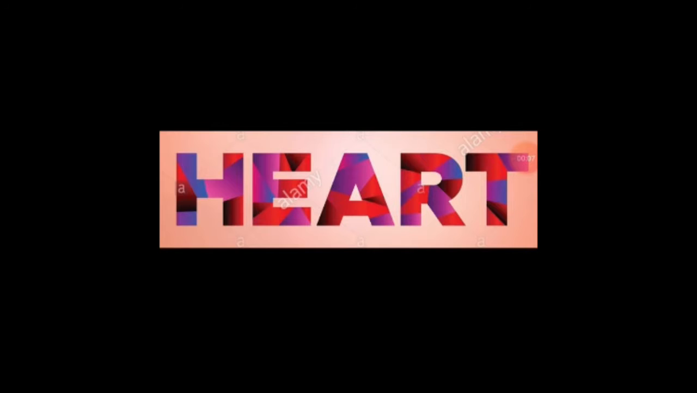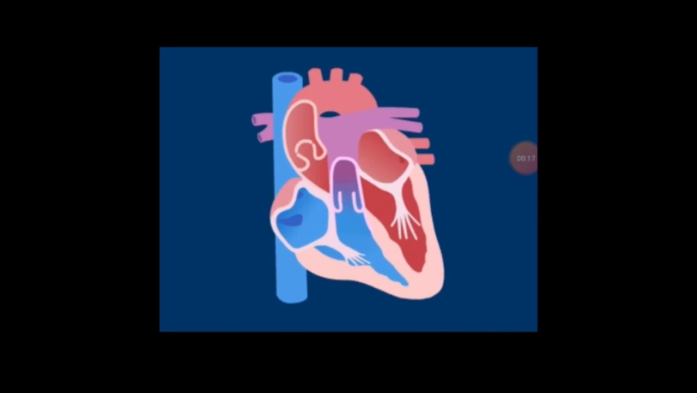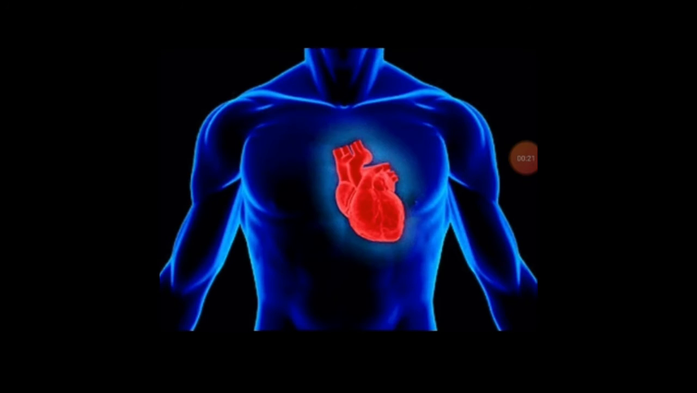Today students, we are going to study about heart. Heart is the major organ of circulatory system. It is a muscular pump which keeps the blood circulating throughout the body. It is located in the thorax slightly at the left side.